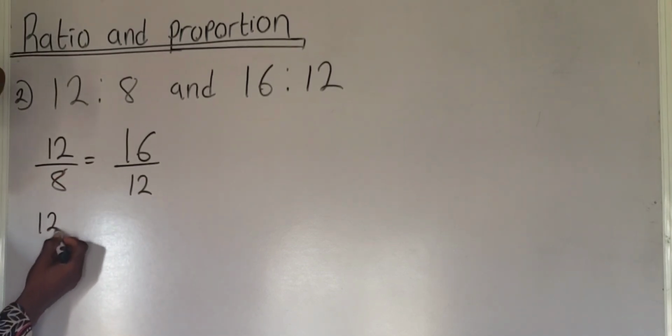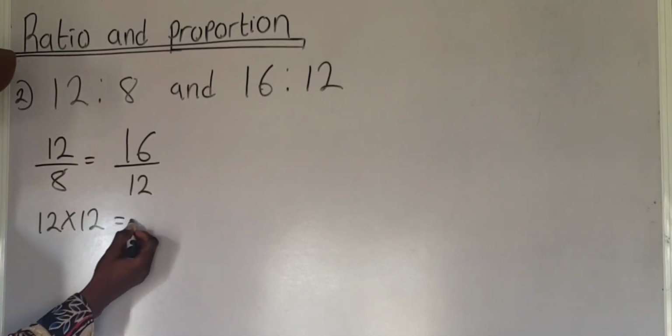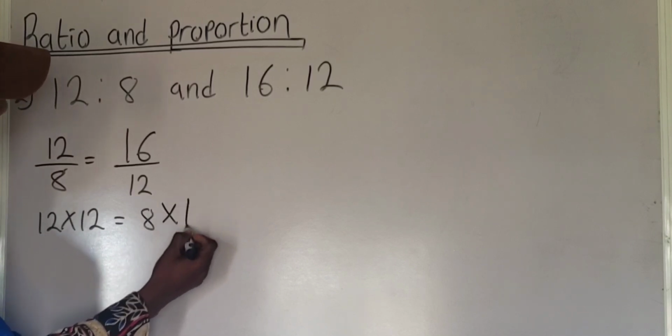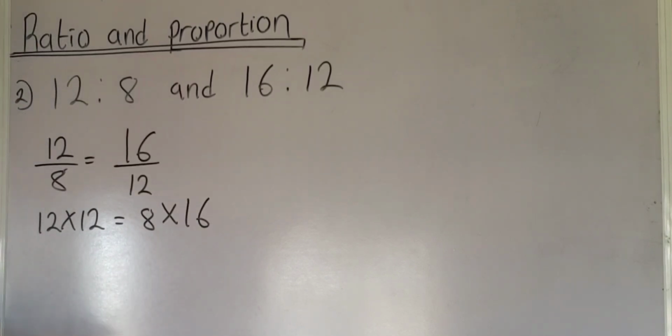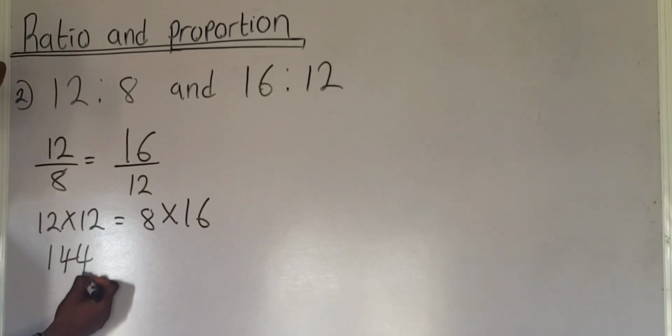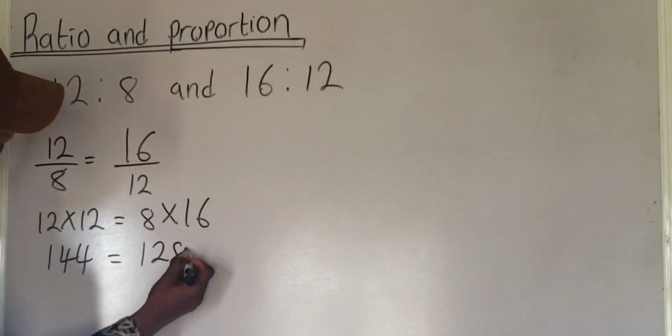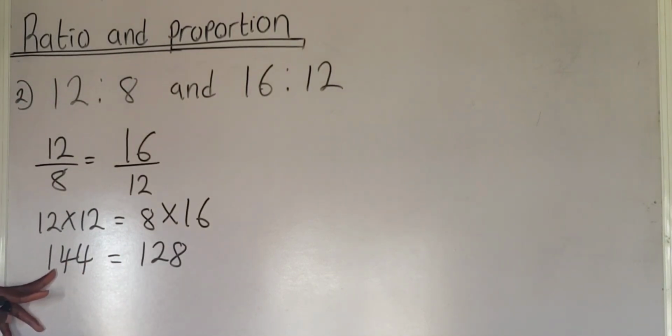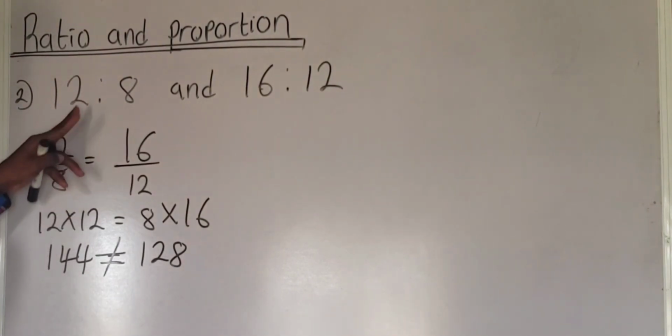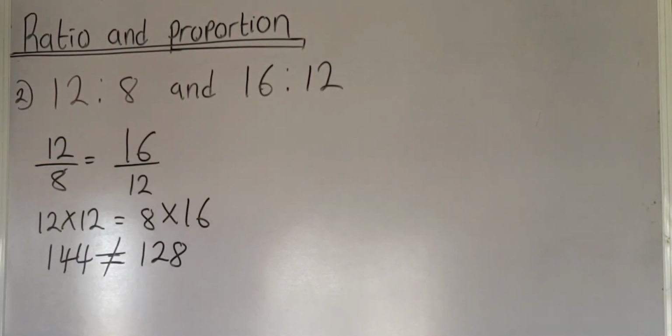That will be 12 multiplied by 12 is equal to 8 multiplied by 16. 12 multiplied by 12 is 144. So I'm going to have 144 in this place. 8 multiplied by 16, that is 128. So this is 128. Since 144 is not equal to 128, that means this ratio and this ratio are not equal. You can see now. So that's one of the ways to check.